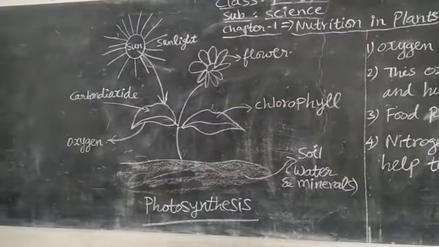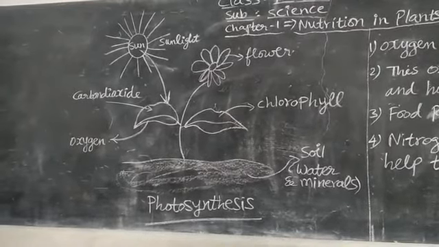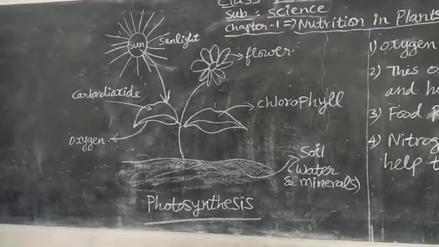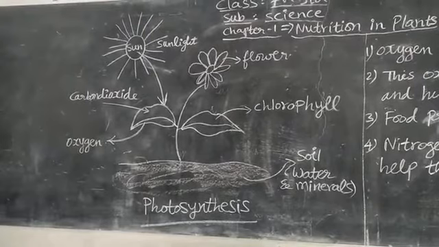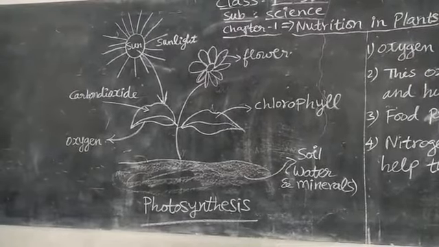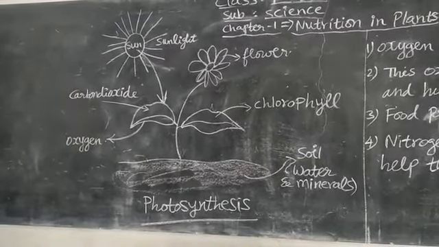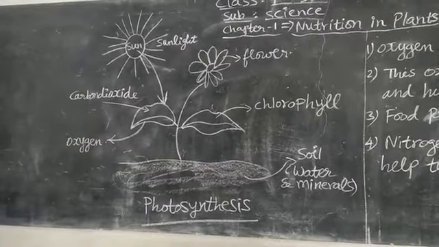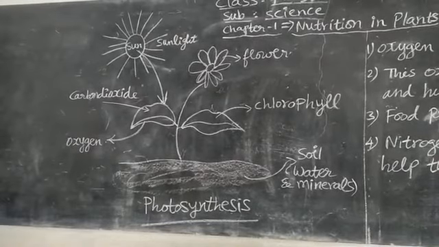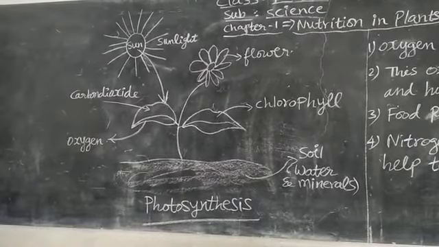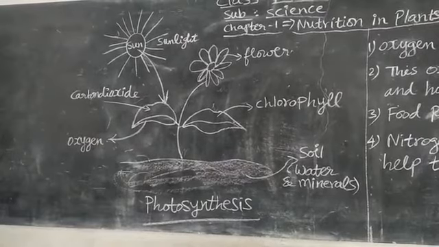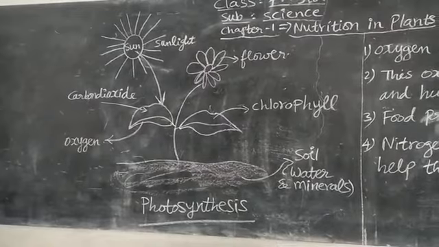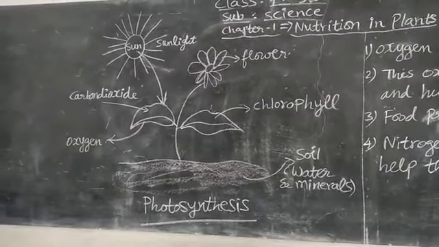We breathe oxygen, isn't it? Without oxygen we cannot live. This oxygen we get from plants. So this process is called photosynthesis. The sunlight, chlorophyll, carbon dioxide and water which is there in the soil, all these together help in the food preparation by plants. So plants prepare their own food by a process called photosynthesis.